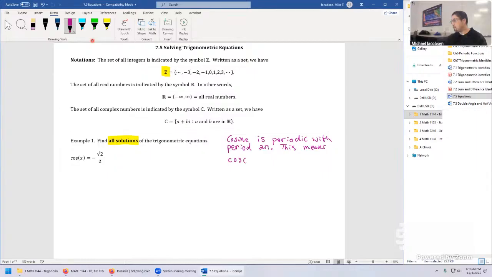This means cosine of x plus 2 pi times k is just cosine x, where k is any integer. So k could be 1, and it's just cosine x plus 2 pi, or it could be -3 or -5. Any integer value inside here is going to give us just ordinary cosine x. So the statement k is any integer, you could just abbreviate to saying k is in Z.